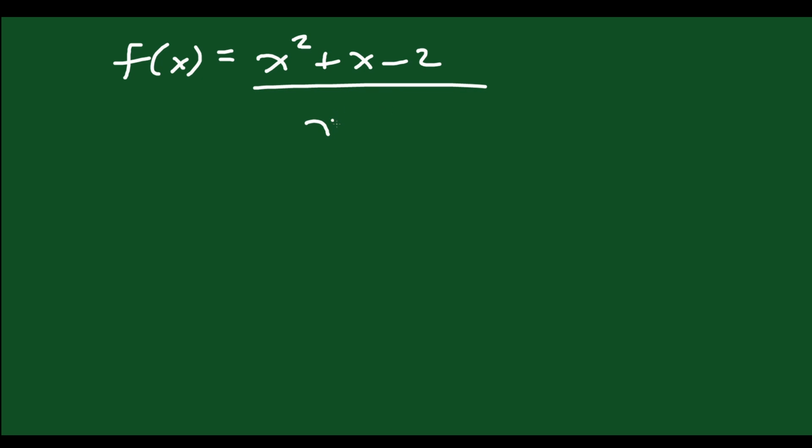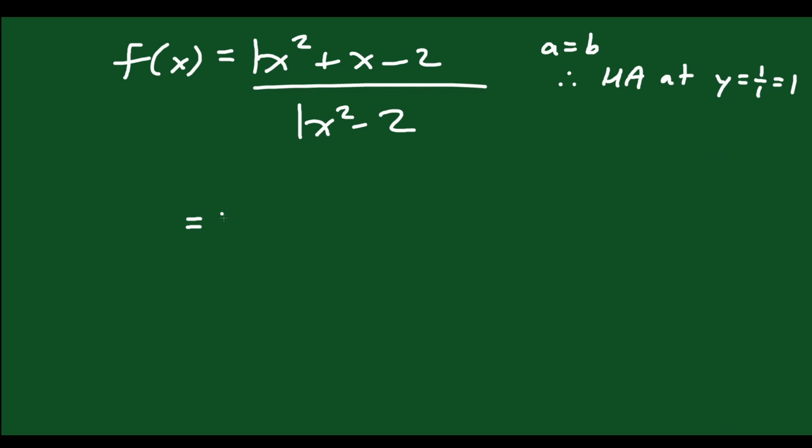Okay, let's do another. Let's do f of x equals x squared plus x minus 2 divided by x squared minus 2. So in this case, the exponents are the same, right? A is equal to b. Therefore, the horizontal asymptote is at, well, what are the coefficients? This is a 1 and that's a 1, right? Because they're not written. So the horizontal asymptote is at y equals 1 over 1, or just 1, right?